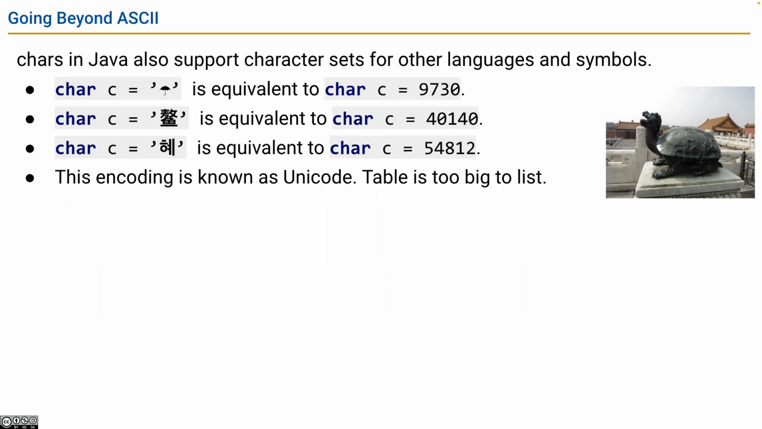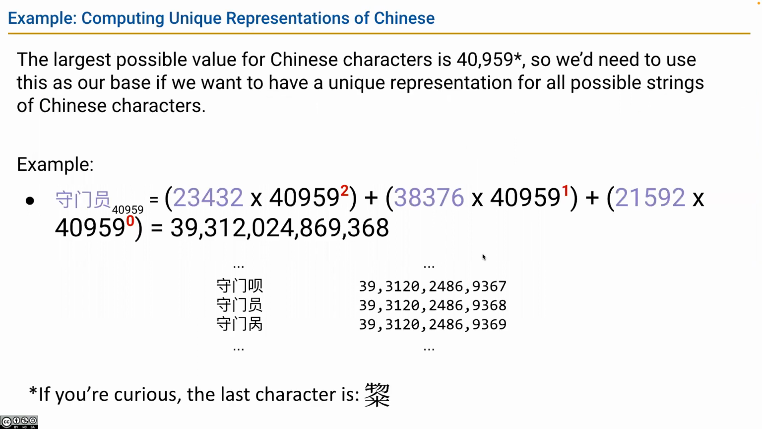It is too big to fit on the slide, but it includes basically all character sets you can imagine, and there's always more. So let's suppose we wanted to represent Chinese. In that case, the biggest Chinese character is 40,959. So what we would need to do is use base 40,959. So this is the word goalkeeper. That word right there, its integer representation would be 39 trillion, 312 billion, and so forth, which I've helpfully written here with four numbers per comma, if that's your style.